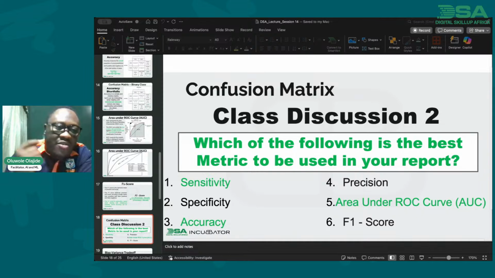But make sure at the back of your mind that anytime I'm doing anything that has to do with evaluation, I must pick more than one.